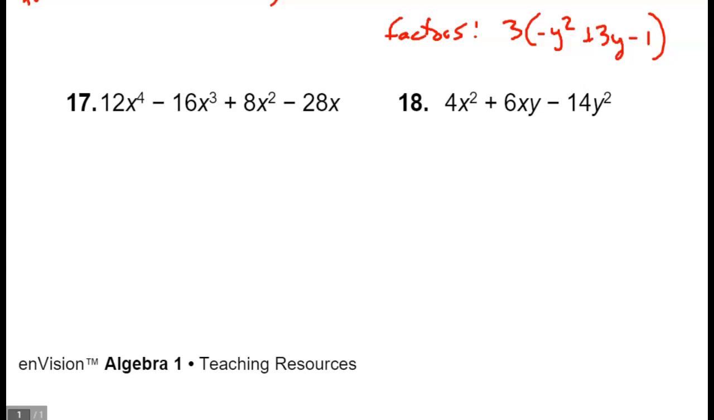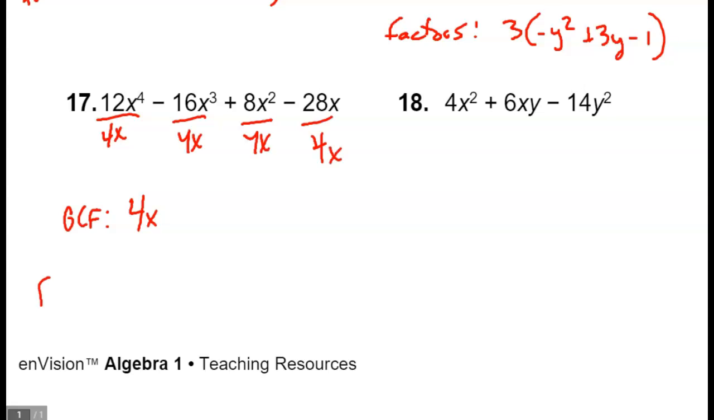Down here on 17, a little bit bigger, but they all share a 4 because 8 doesn't go into 28. So I'm going to take this 8 and break it down: 8 is 2 times 4. 4 goes into 12, 4 goes into 16, 4 goes into 28. They all share 1 x in common, so that's my GCF: a 4 and an x. So now I divide by 4x. And this is my factors that are left. So I have 4x times the quantity. And remember, when we divide exponents, you actually subtract them.